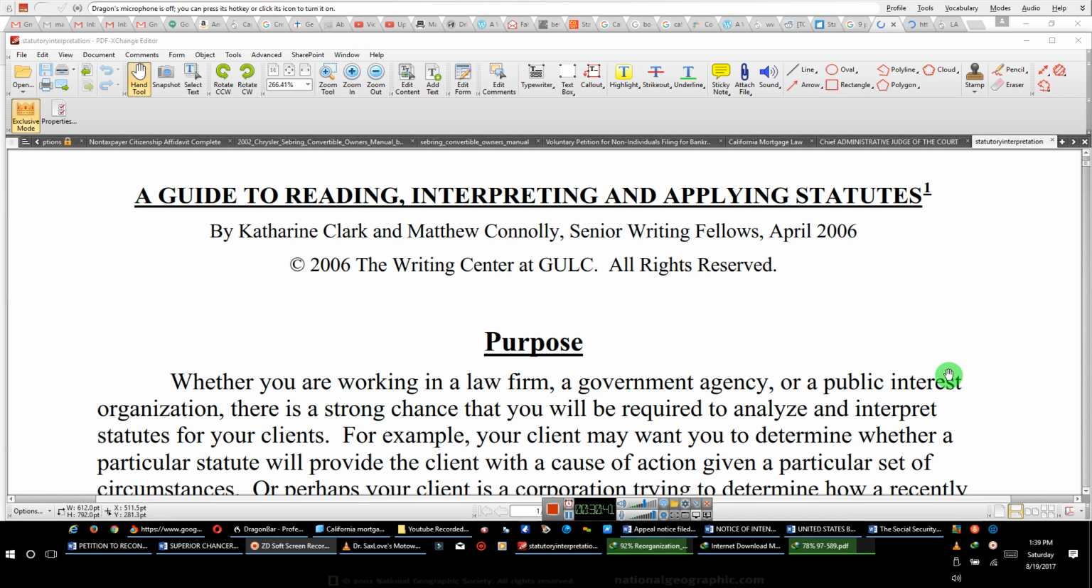Anyway, statutory interpretation has a bearing on everything, because the people who are giving you all of this information on the internet, most of them have no clue as to what statutory interpretation is. They never paid attention to it.